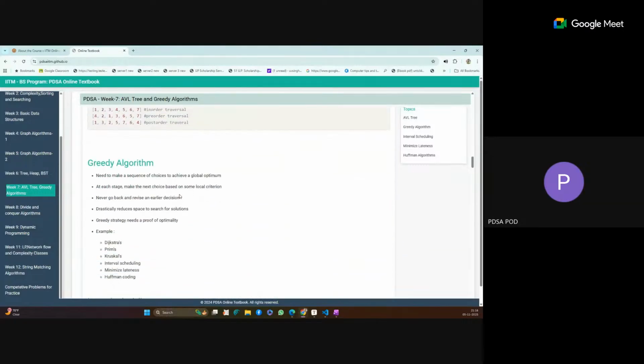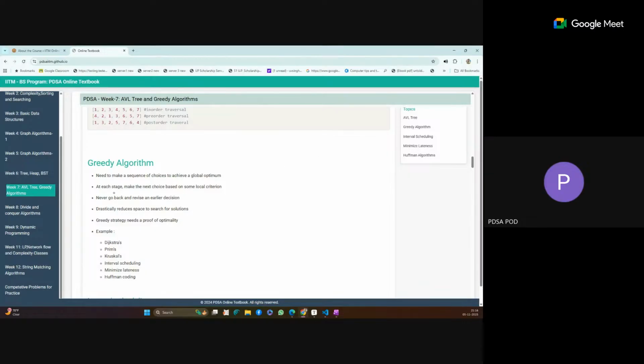Now we come to greedy. Greedy is an algorithm design technique. We have different types of design techniques like divide and conquer, which you will see in week 8, then DP, which you will see in week 9. Similarly, we have greedy algorithms. As per the name, greedy means at every step we always make a greedy choice to get the optimal solution.